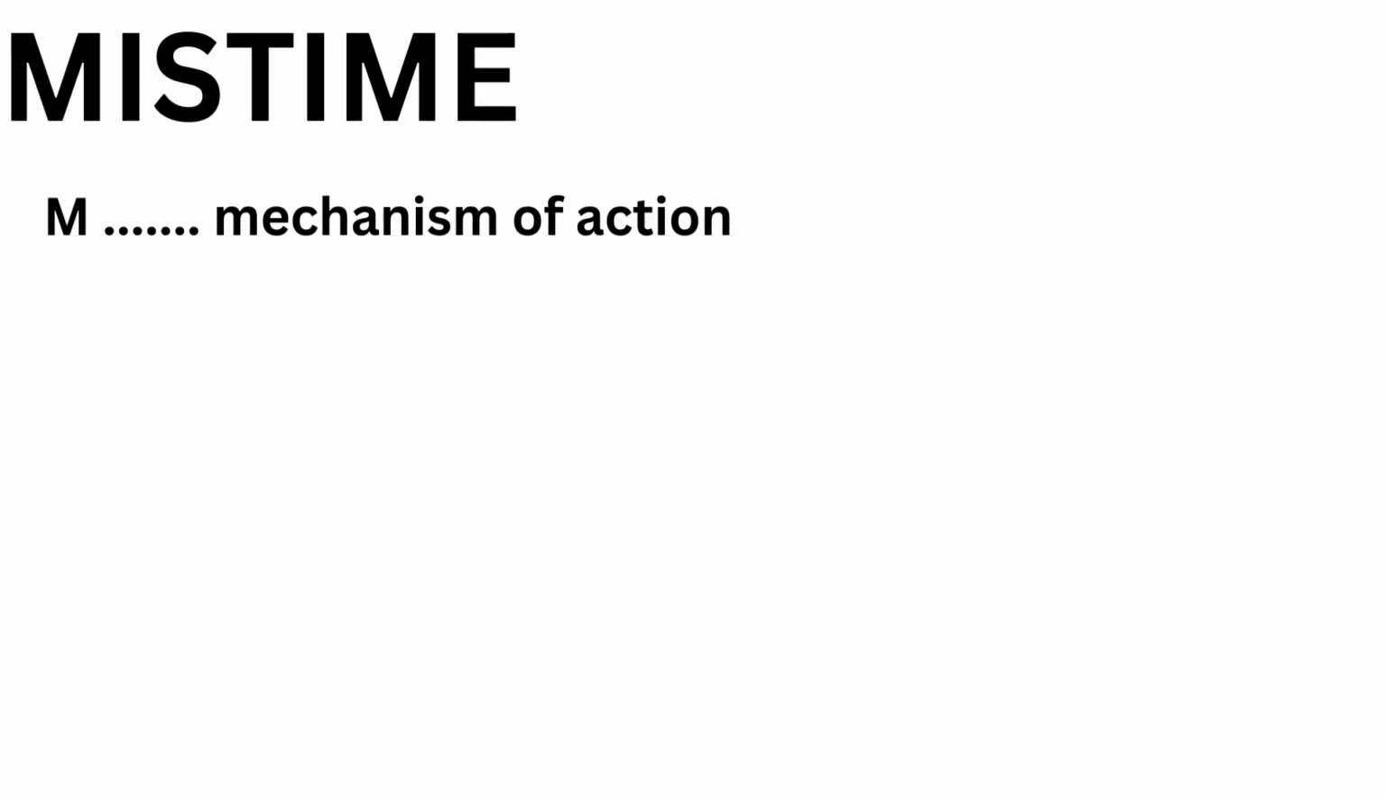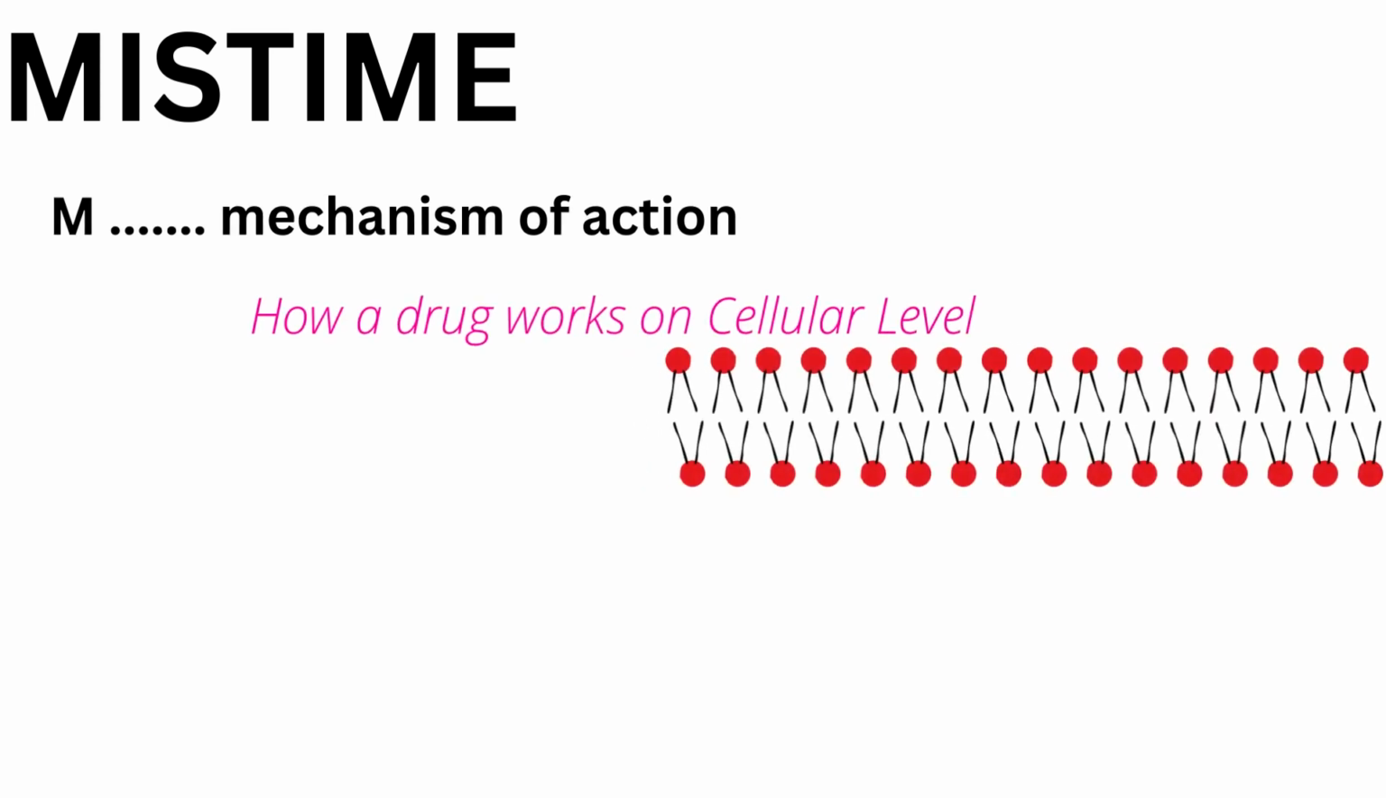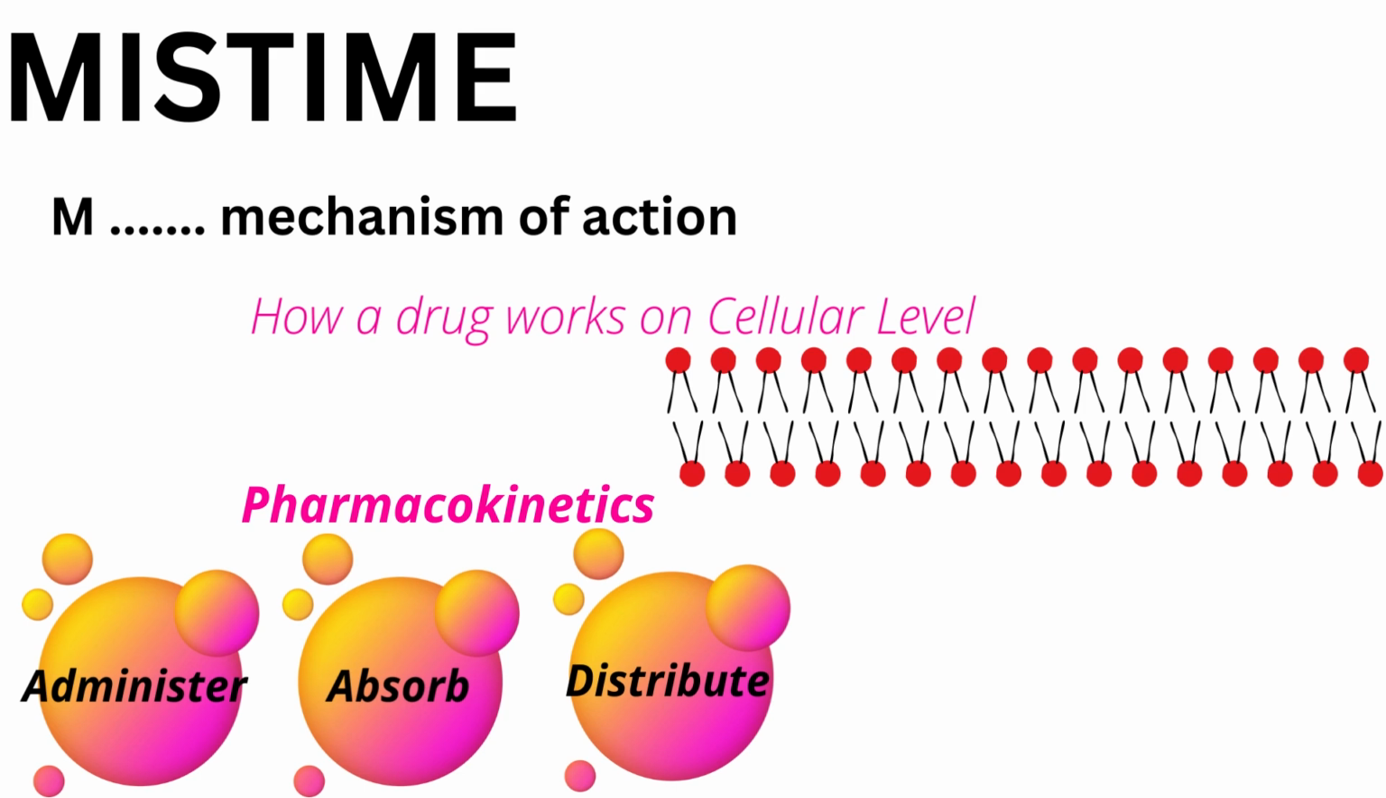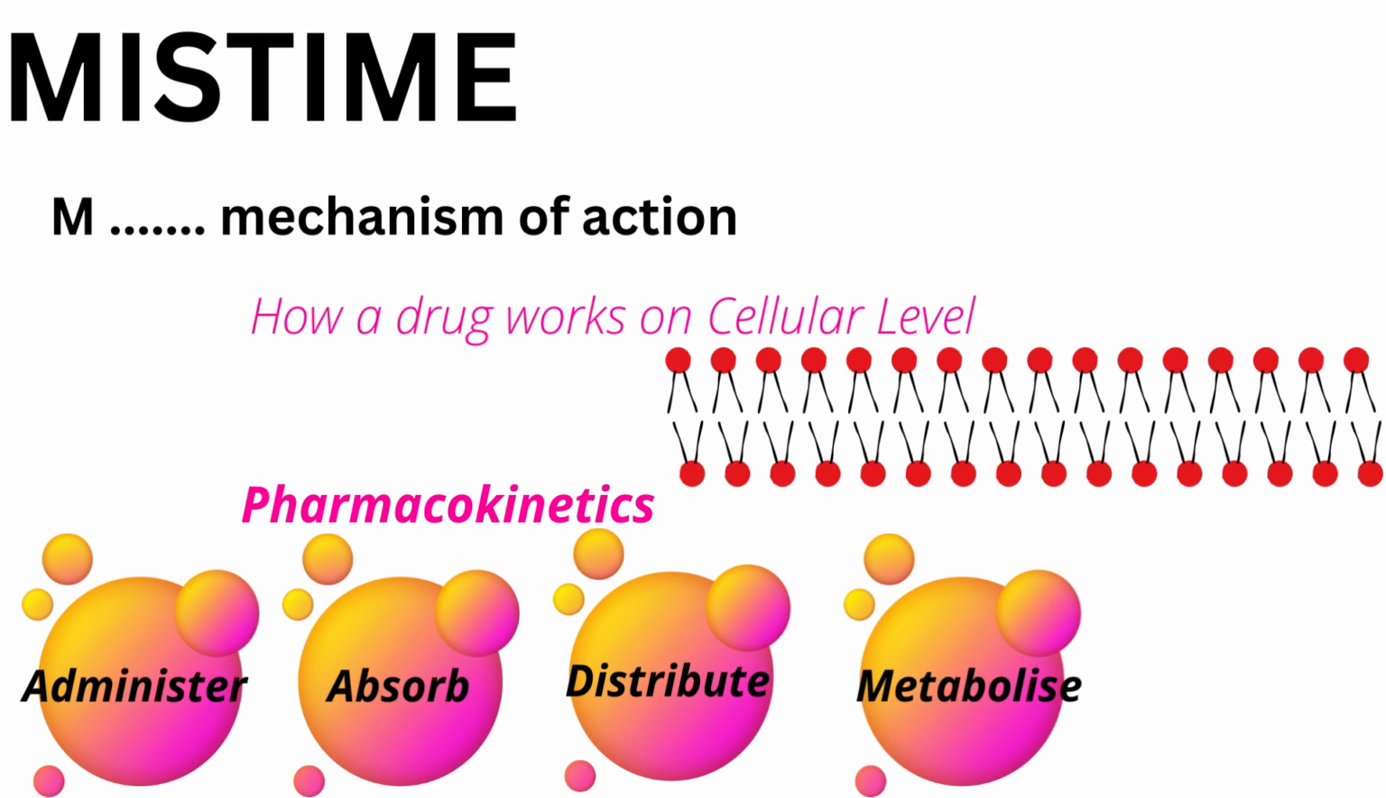The letter M represents the mechanism or mode of action. This means how the drug works on a cellular level to achieve its intended effect. The mechanism of action of a drug also looks at the pharmacokinetics, which involves details on how the drug is administered, absorbed, distributed throughout the body, how the drug is metabolized, and finally excreted from the body.